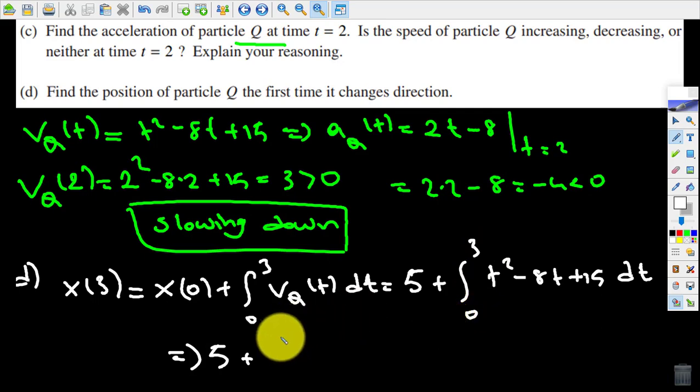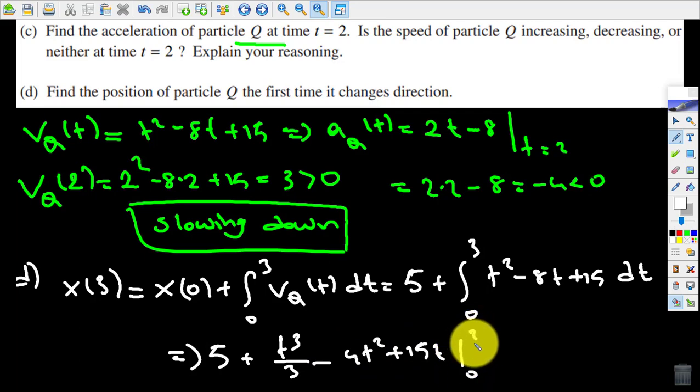So what I mean is t cubed over 3 minus 4t squared plus 15t from 0 to 3. And this final result is going to be equal to 23. So the position of the particle Q when time t equals 3 is going to be equal to 23. Okay, which means the particle is moving to the right.